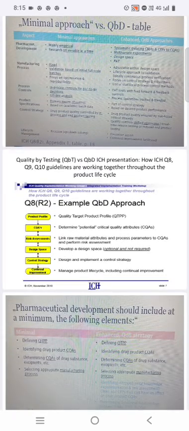See the example of the QbD approach. First is product profile, the quality target product profile, QTPP. Next, determine the potential critical quality attributes, CQA. Next step is risk assessment: link raw material attributes and process parameters to CQA and perform the risk assessment. Next is design space: develop a design space and control strategy. Next is control strategy. And next is continual improvement.